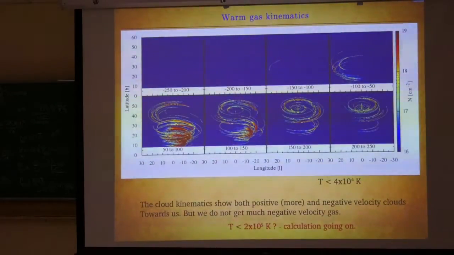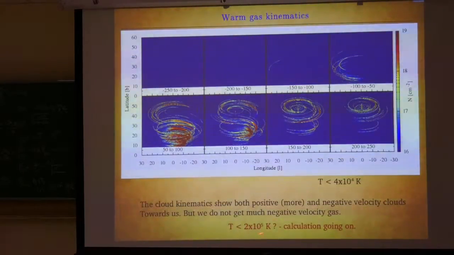Since I really don't want to talk about the gamma ray, X-ray, radio spectrum modeling and morphology because that will take too much time, I just want to flash a few things about the cloud kinematics, since many people in this audience have worked and keep interest in cloud kinematics. So these are some defined velocity channels plotted over here, and the color shows the column density for the gas less than 4 times 10 to the 4 Kelvin.